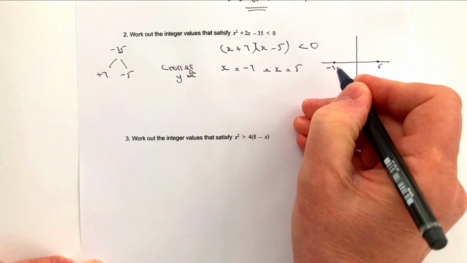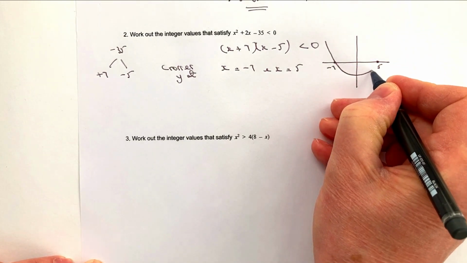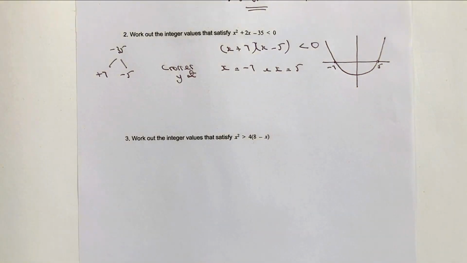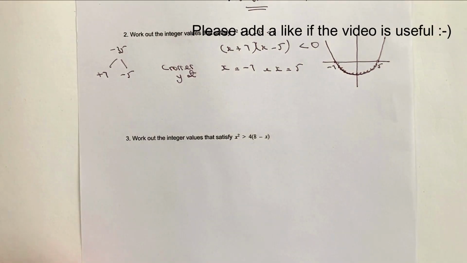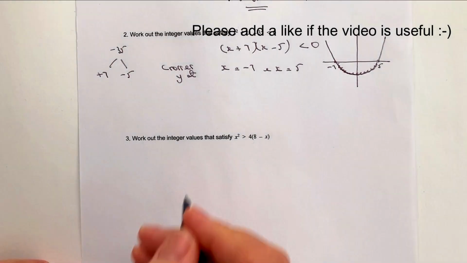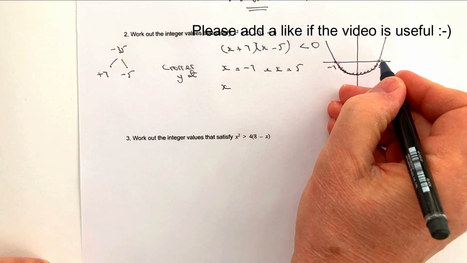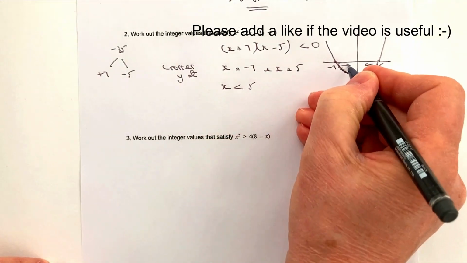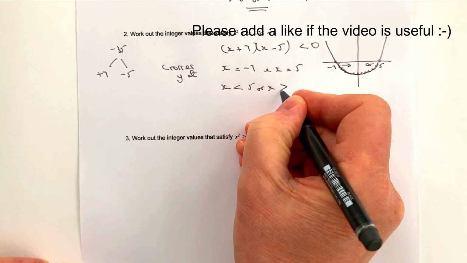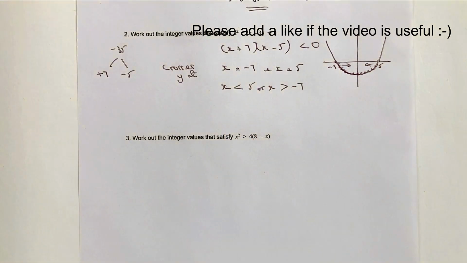This is going to be -7. And again, I got a nice smooth curve. Now, in this particular one, the values of the integers are less than 0. Before they were greater than 0, this one they are less than 0. So it's going to be these values along here. So the value of x, if you can imagine, this side is going to be less than 5 or greater than -7. And that will answer this particular question.